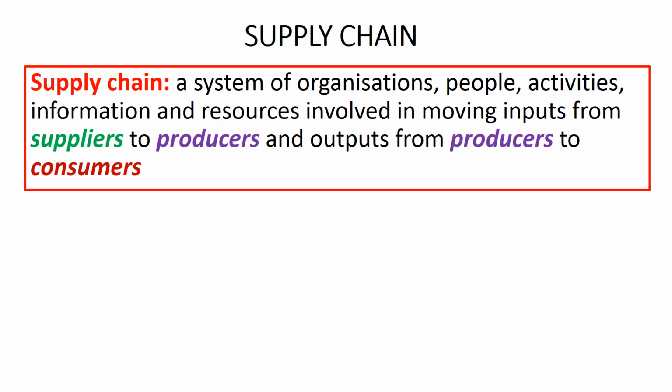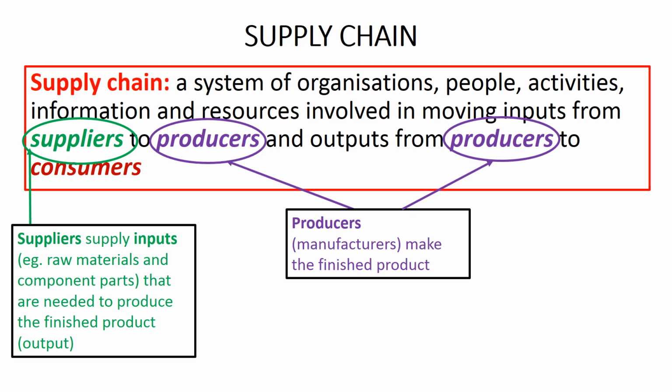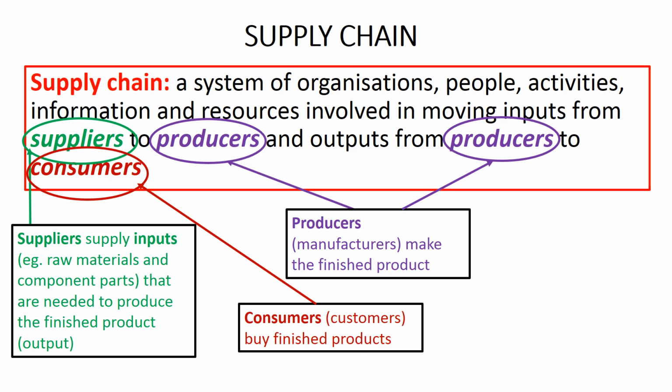You can see that there are 3 types of participants in a supply chain. The first type of participant is the suppliers, who supply the inputs, for example, the raw materials and component parts that are needed to produce the finished product, that is, the output. The second type of participant are the producers, that is, manufacturers. These are the participants who make the finished product. And the third type of participant is the consumers, that is, the customers who buy the finished products.